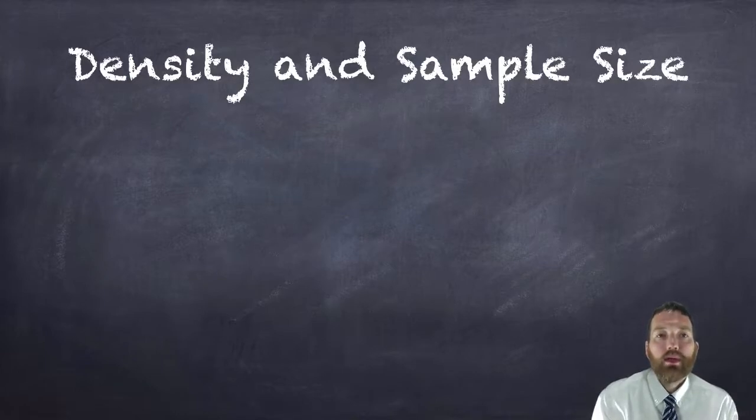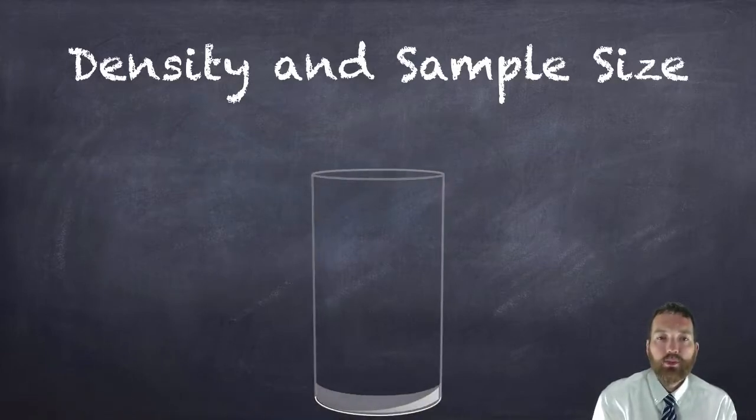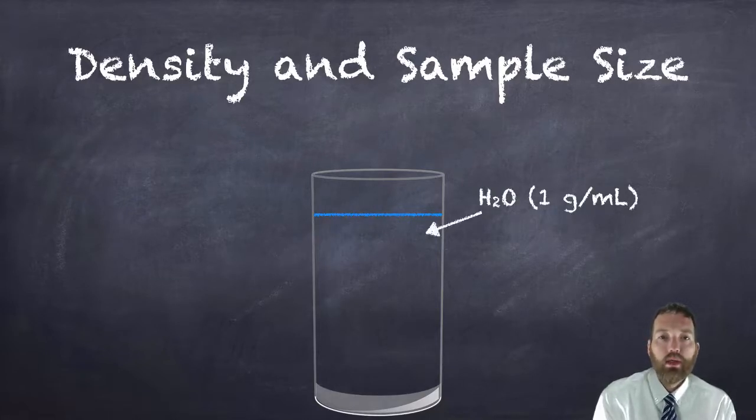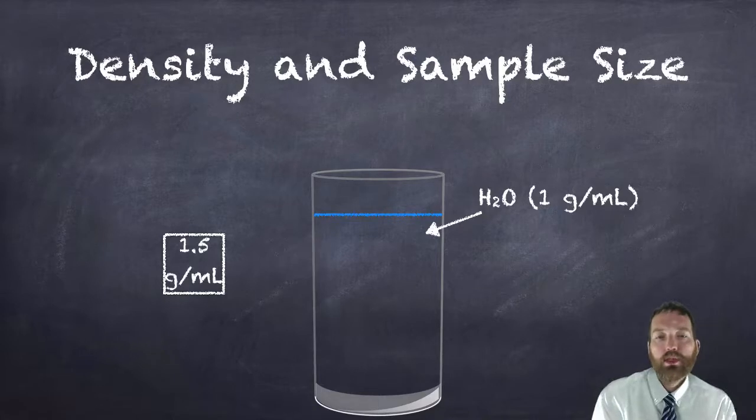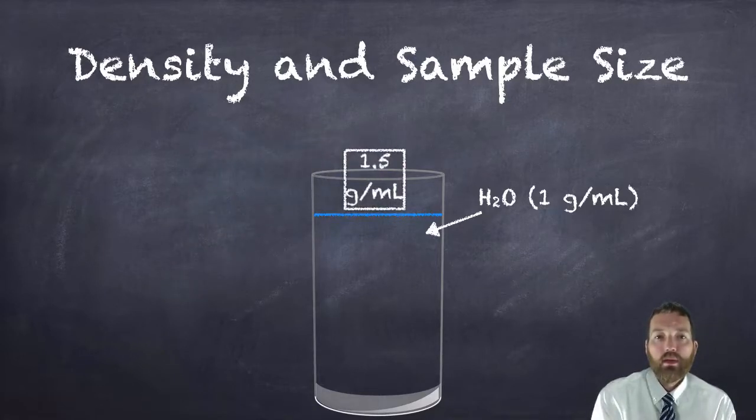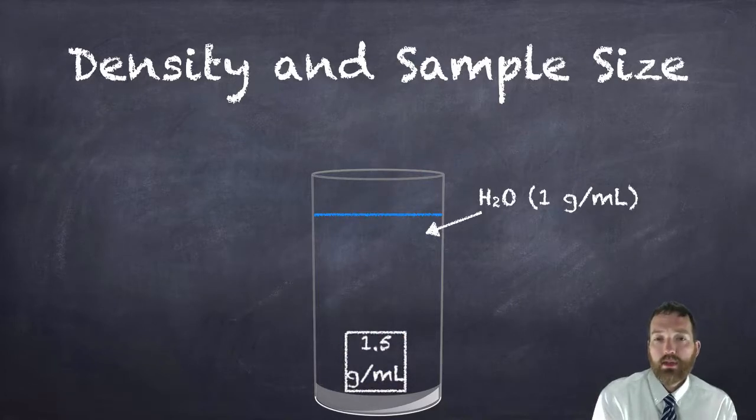Okay, another thing we need to talk about is density and sample size. So picture I have a glass of pure water. Water has a density of 1 gram per milliliter. If I have a sample of matter here, this little block that weighs 1.5 grams per milliliter, we should be able to predict what's going to happen if we put it into the water. Of course, it'll sink. It is denser than the water. It's 0.5 grams per milliliter more dense than the water, so it will sink.